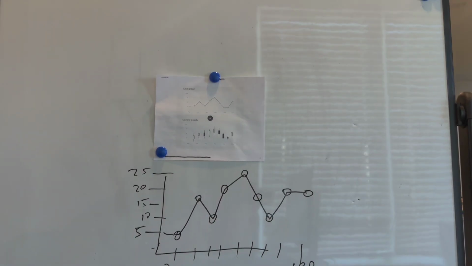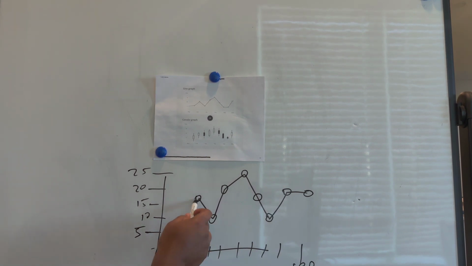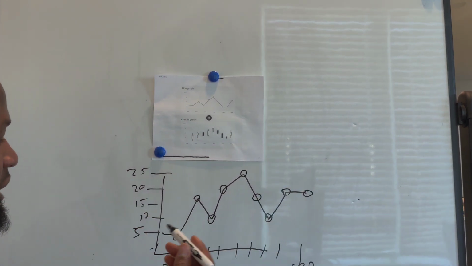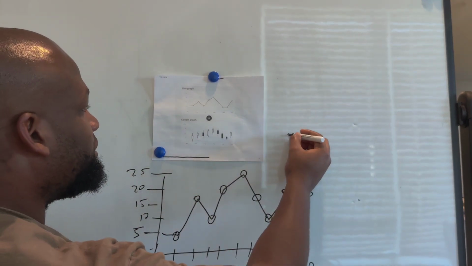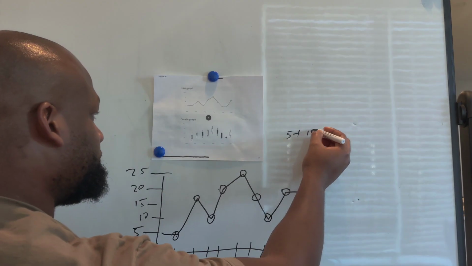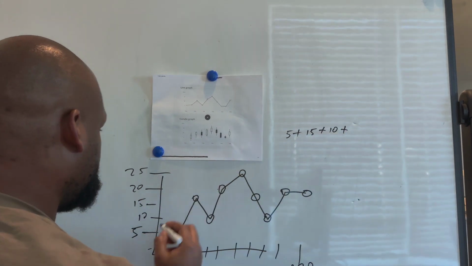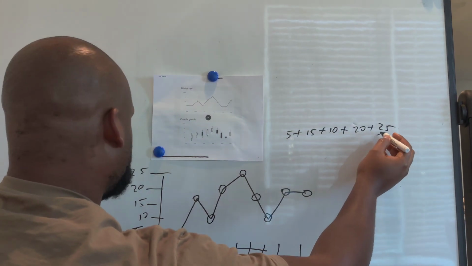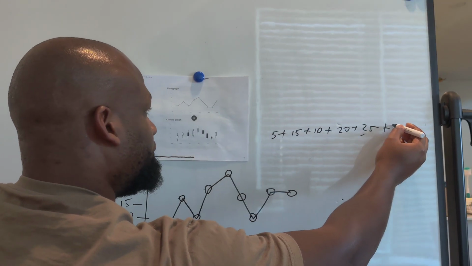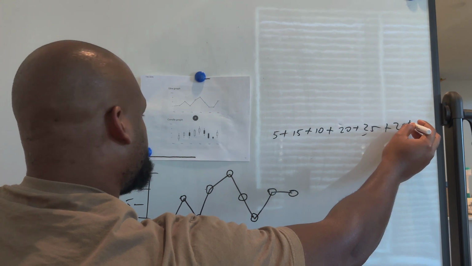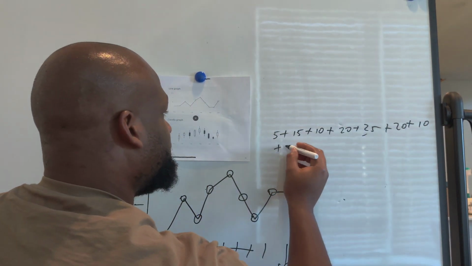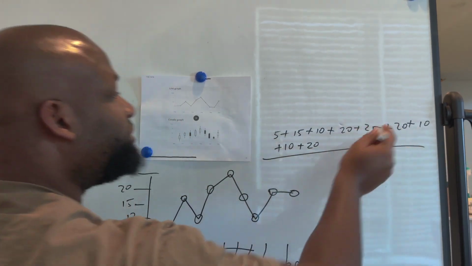Okay, so let's say to calculate the average of this. Let's say this is $5 here, 15 here, 10, 20, 25, maybe 15, 10. So basically what we're trying to do here is we take all these numbers. So we can say 5 plus 15 plus 10 plus 20 plus 25 plus 20 again plus 10 plus 10 plus 20.